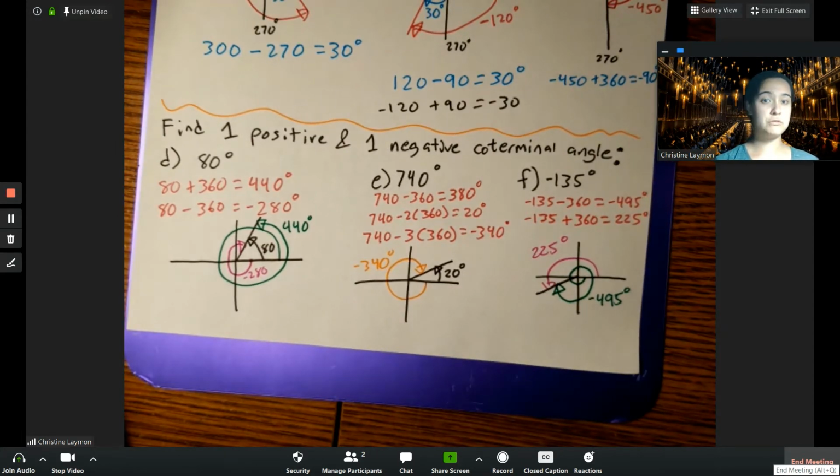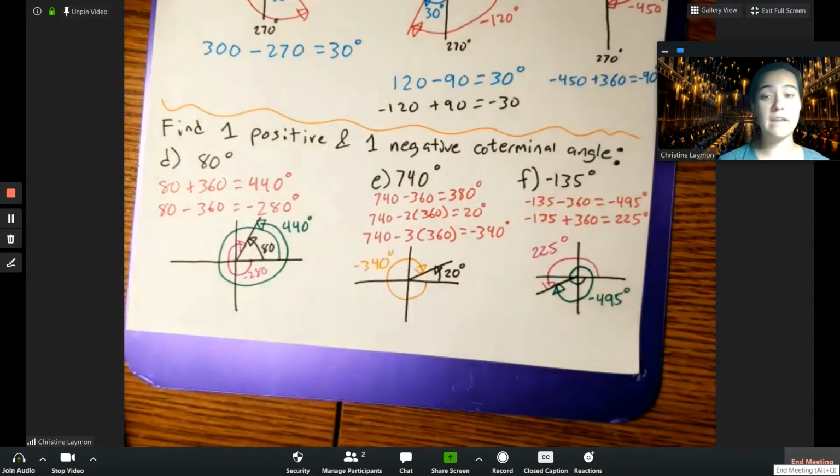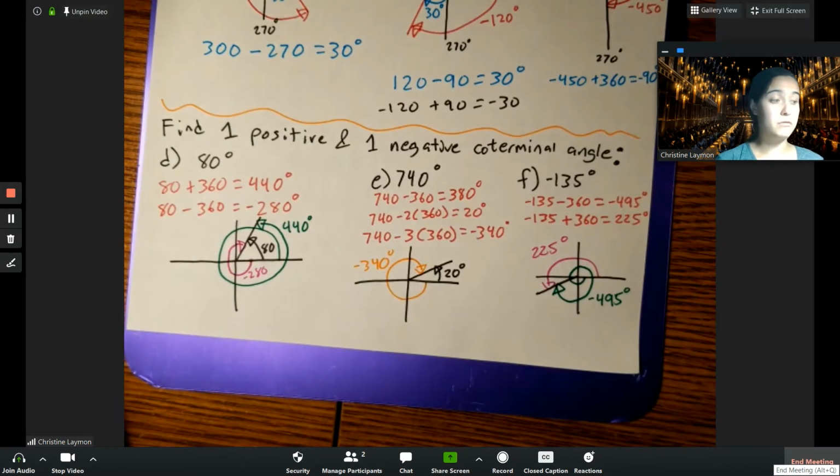So now we have some examples of finding coterminal angles. Again, there are two sides of the same coin. In this case, they wanted a positive version and a negative version. But if they just said coterminal and nothing else, you could pick multiple positives, multiple negatives. It just means that they reference the same angle.